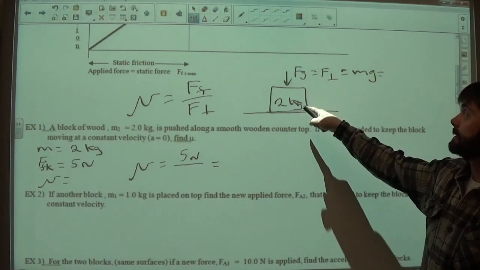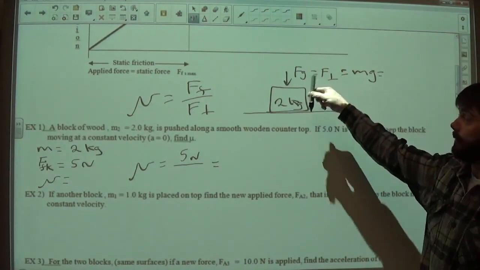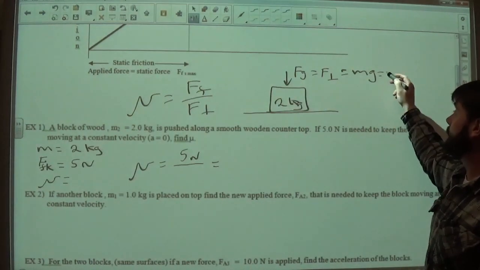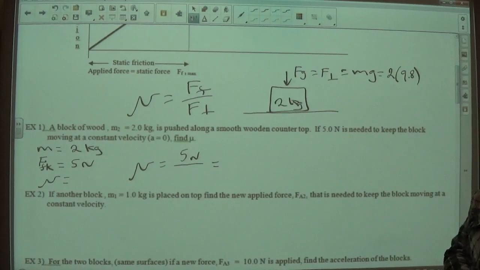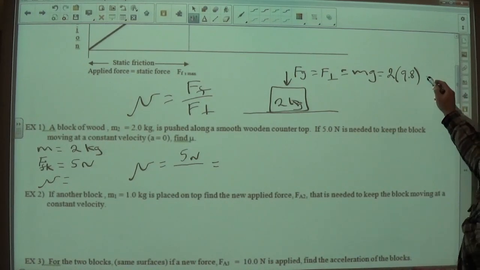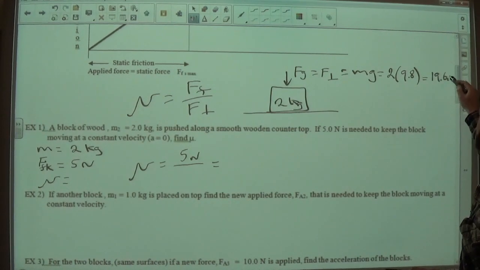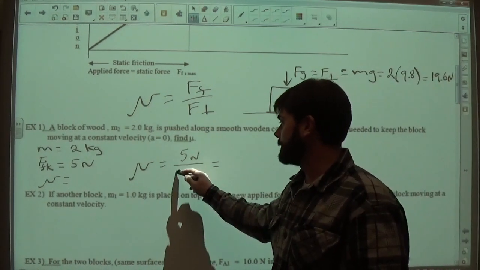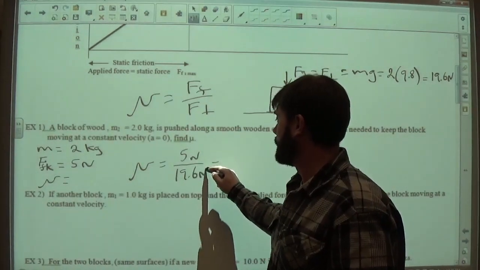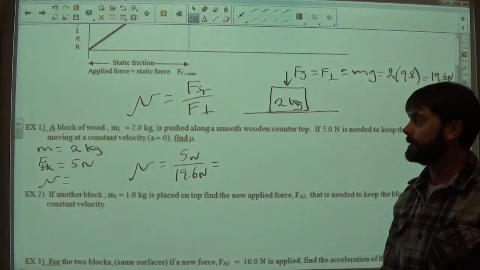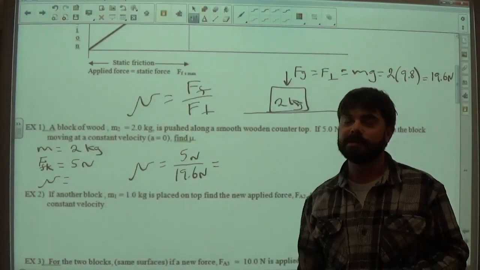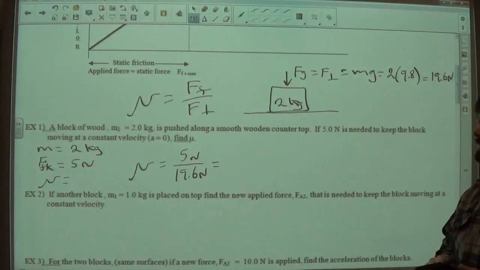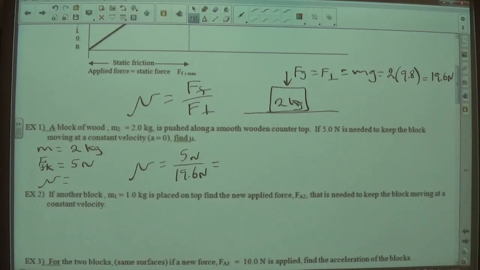So if we want to change mass into force perpendicular here, then we need to multiply the mass of 2 by 9.8 meters per second squared. So when we do that, we get 19.6 newtons, which is actually the force here. So basically what they're saying is you have to apply 5 newtons of force to move it, but the weight of it is 19.6. So I can see it's approximately a fourth of that.